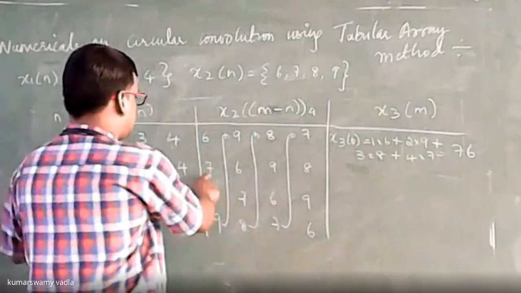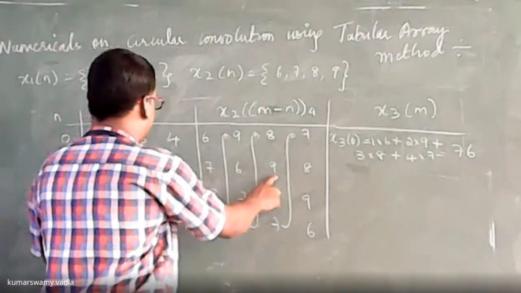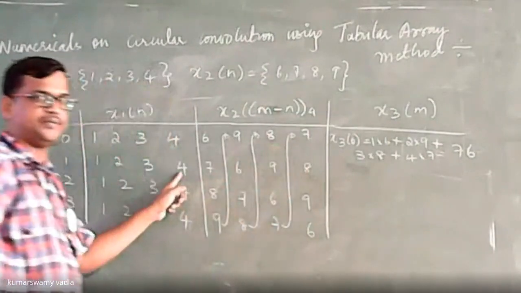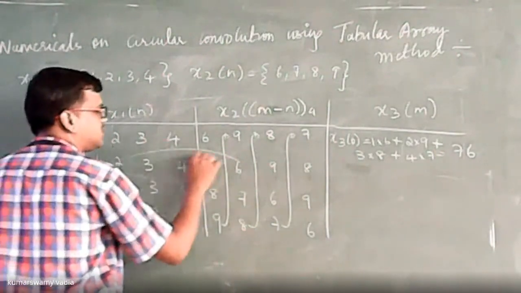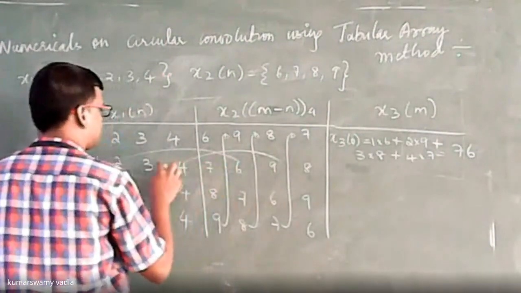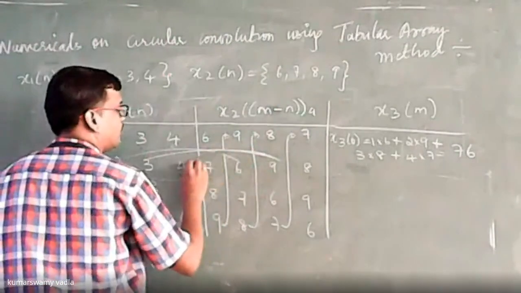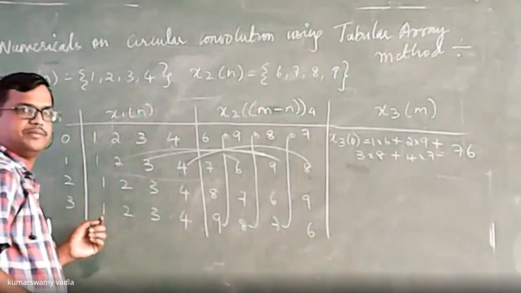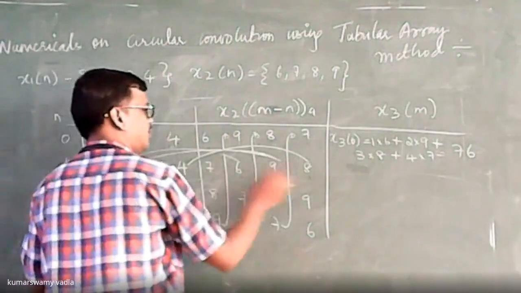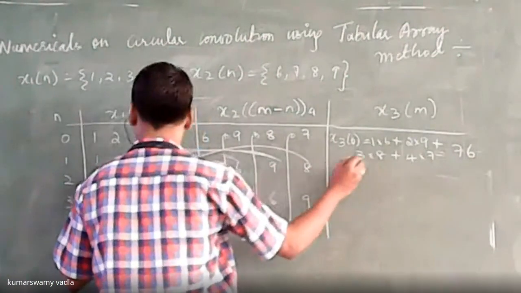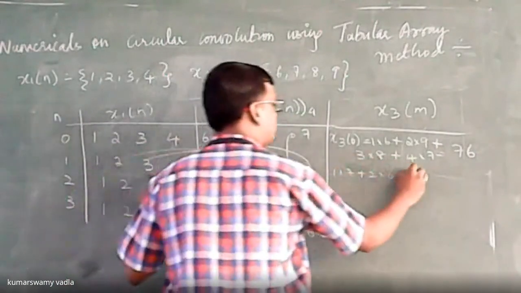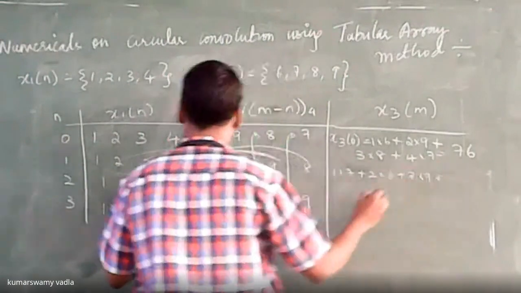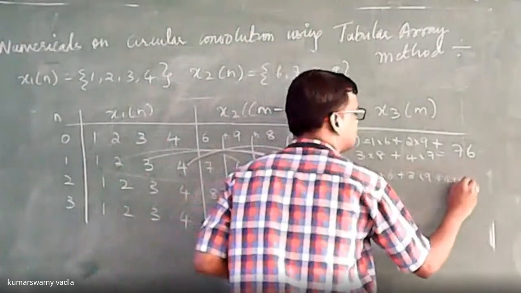Okay. Now, similarly, 1 into 7, 2 into 6, 3 into 9, 4 into 8. This along with this, this along with this, this along with this. You need to multiply. So what is that? 1 into 7 plus 2 into 6 plus 3 into 9 plus 4 into 8. What is the answer, please? 78.